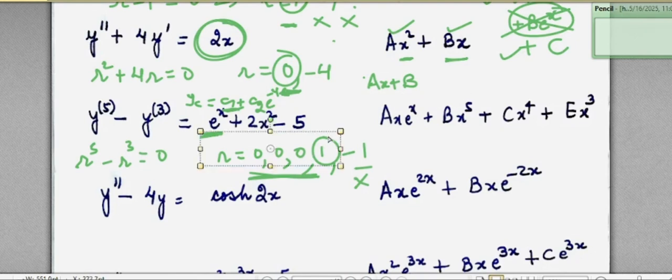So let's first apply the 1 rule. 1 is only affecting e to power x. So instead of e to power x, you will write for x e to power x. What will be the trial yp for x e to power x? It will be a x e to power x, plus there will be a term.